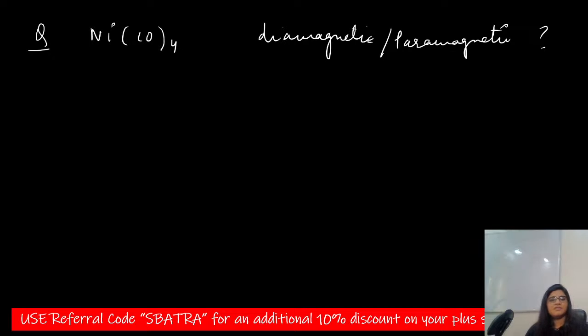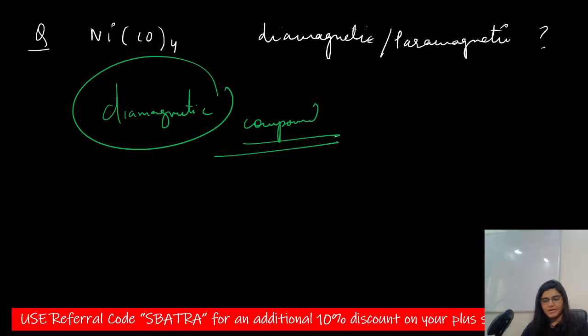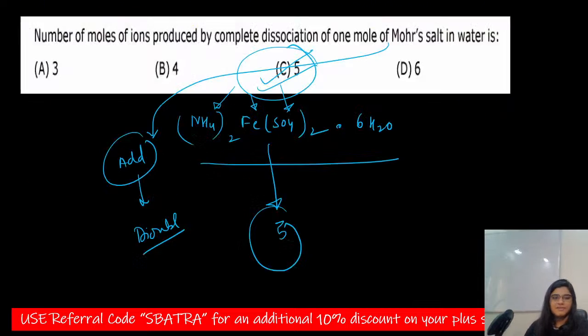This one's easy, right? Diamagnetic or paramagnetic? Yeah, so this is your diamagnetic compound. Great. So this is all about this particular practice session.